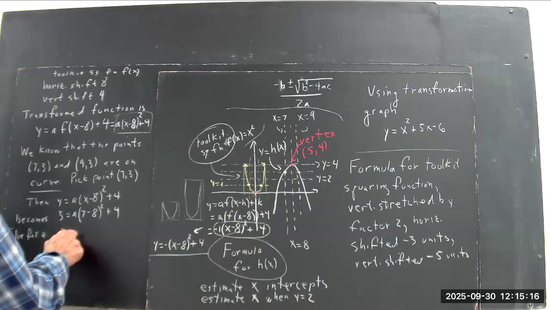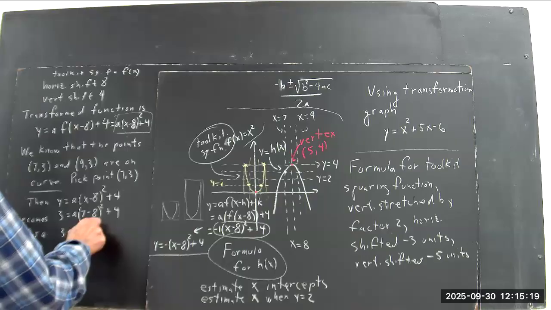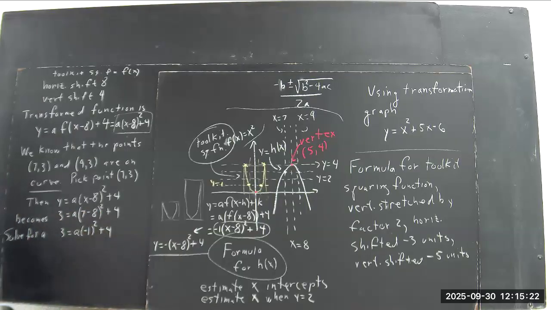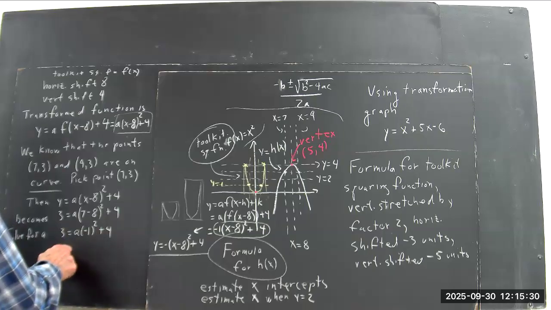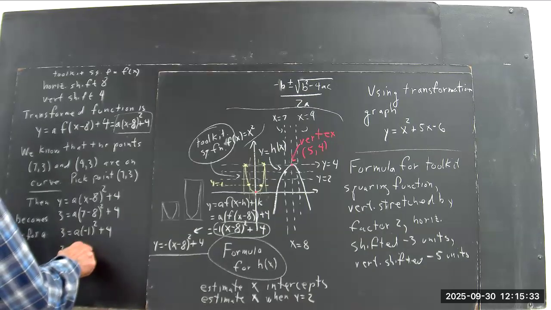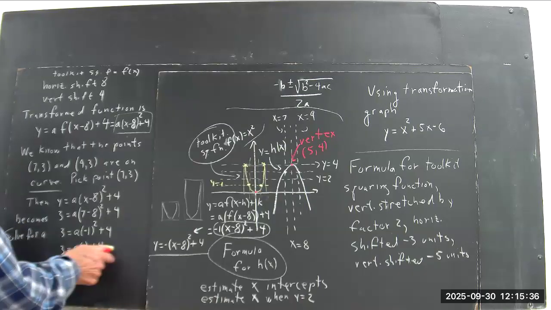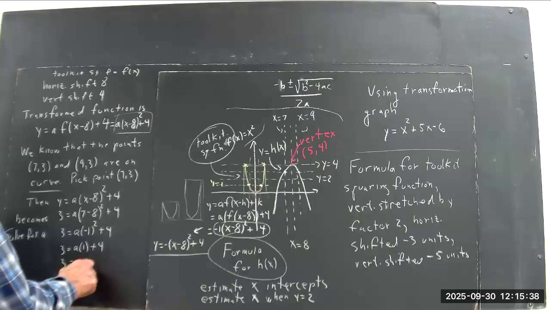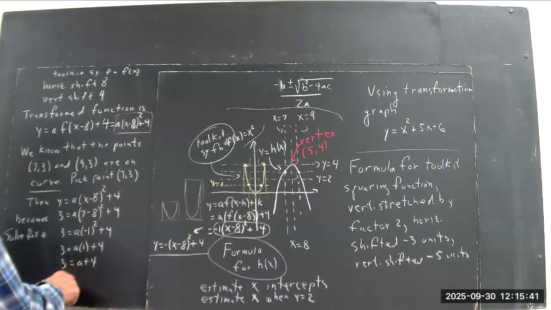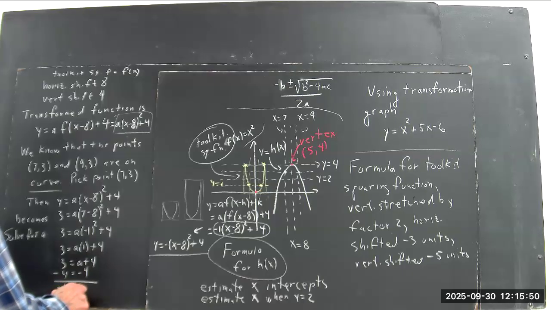First of all, 7 minus 8 is -1. Do what's in parentheses first, right? And then do the exponent. Multiply a by 1, 3 equals a plus 4. Subtract 4 from both sides, -1 equals a, or a equals -1.